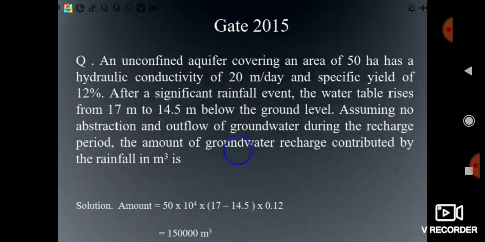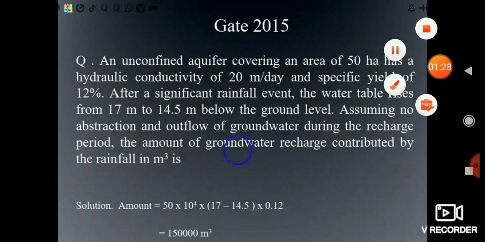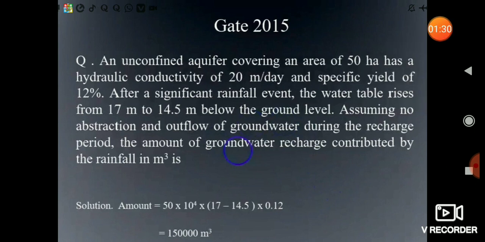Now coming to the next question, that is a very easy question. It has simply asked that a 50 hectare land is there, hydraulic conductivity is given, specific yield is given, and the water table rises from 17 centimeter to 14.5 meter. Sorry, 17 meter to 14.5 meter. And it is asking how much water is extracted from that area.